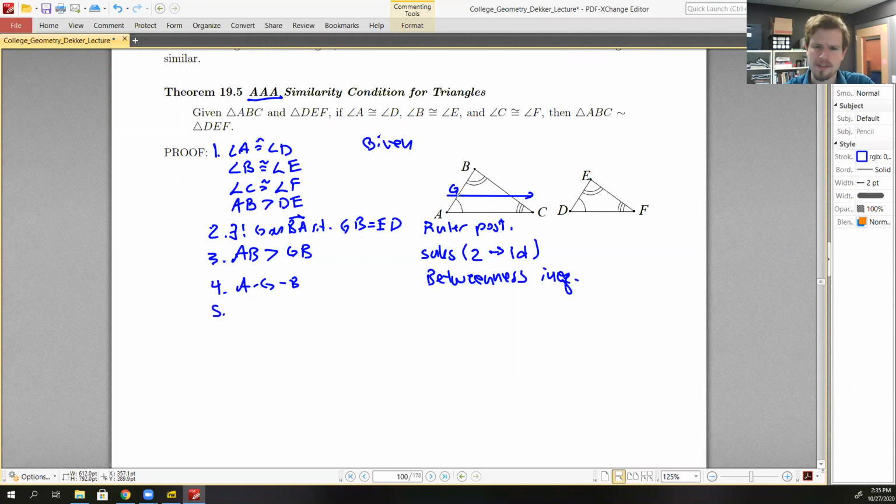All right, so now that we have this point, we can claim that the parallel line exists. So there exists line L, which is parallel to AC and through the point G. So this is the line L. And that's by the parallel existence theorem.